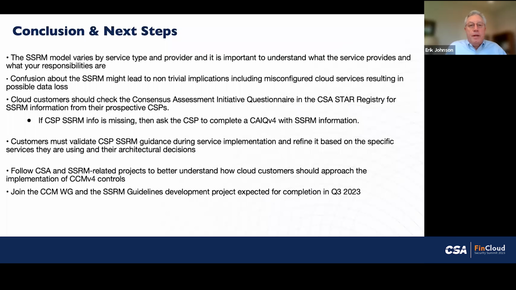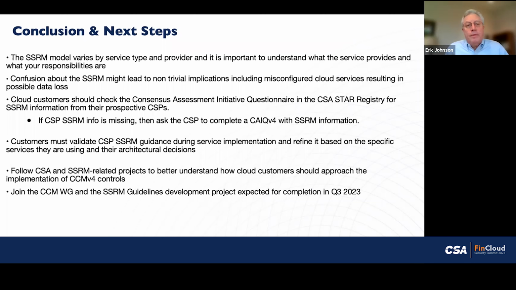So we recommend that folks check the CAIQ questionnaire in the STAR registry, as I mentioned, to see what information their CSPs have provided. And if they haven't provided the SSRM info, circle back with them and say, are you completing this? Could you please complete one for us so that we can understand what the SSRM is? And if not, my recommendation would be you should seriously consider whether you want to do business with that CSP if they're not telling you what you need to know to operate it securely.